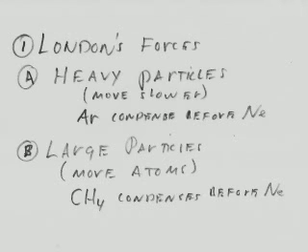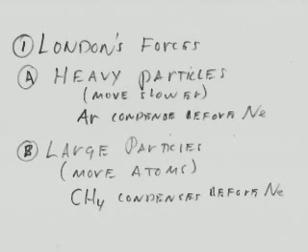Heavier particles move slower in the gas phase, and therefore if we compare argon and neon, which are both atoms in the gas phase, the argon has an atomic weight of 39, the neon 20. And so the argon atoms would be moving much slower, and therefore it would be easier for the London forces to condense the argon compared to the neon.